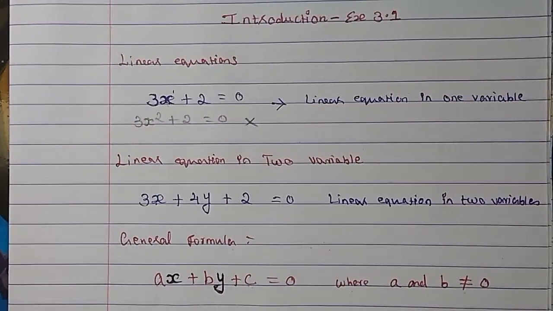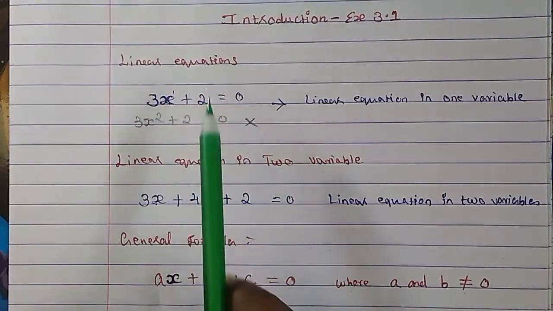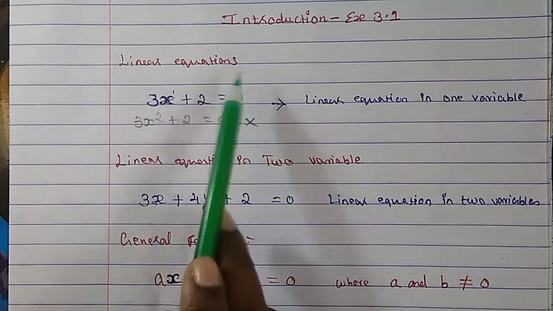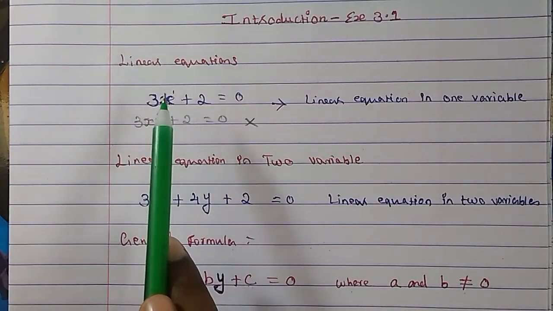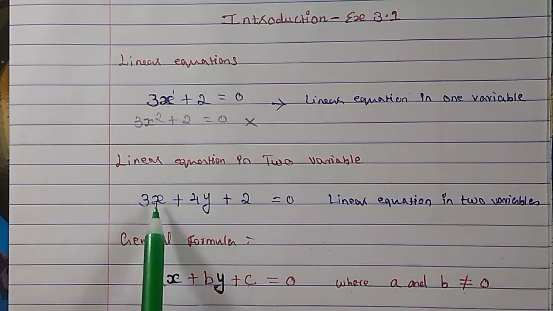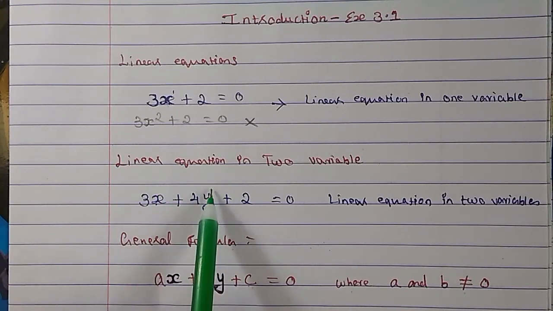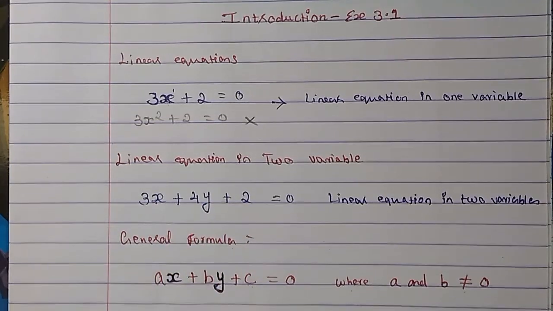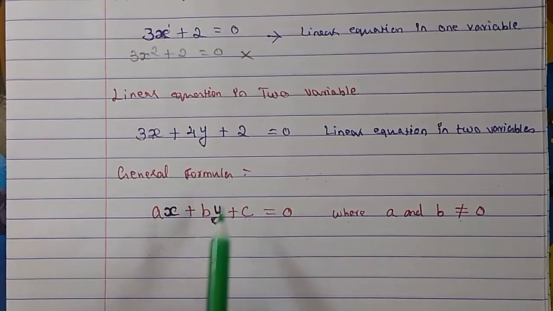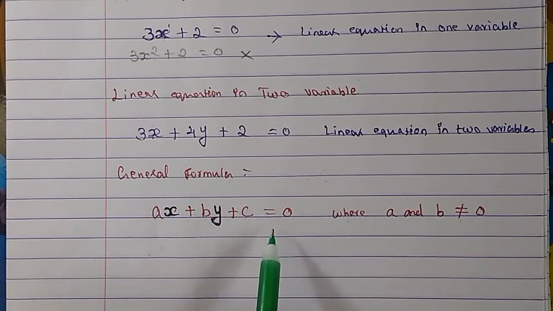So now it is clear to you. Linear equation means what? This is a linear equation in one variable. So linear equation means the power of the variable should be 1. Then linear equation in two variables. Two variables means there should be two variables, but the power should be 1. The exponent or the power of the variable should be 1. So this becomes a linear equation in two variables. Then we studied the general formula, linear equations in two variables. This is the general formula.